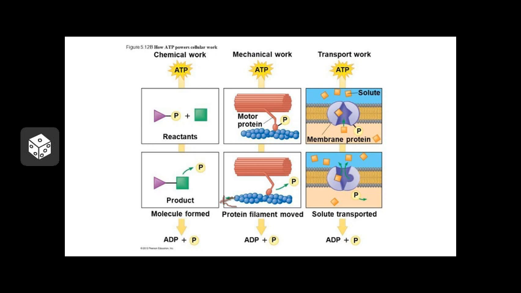What are we left over with? Well, when we're all done, that phosphate will be removed again from that junction, and so we're left with ADP and inorganic phosphate, also known as Pi, and that ADP will have to be recycled back into ATP again.